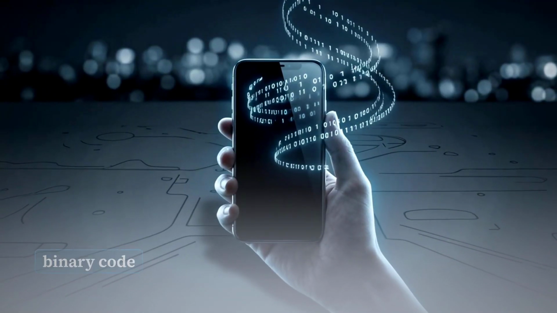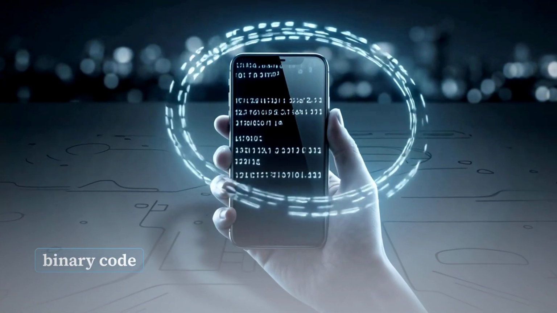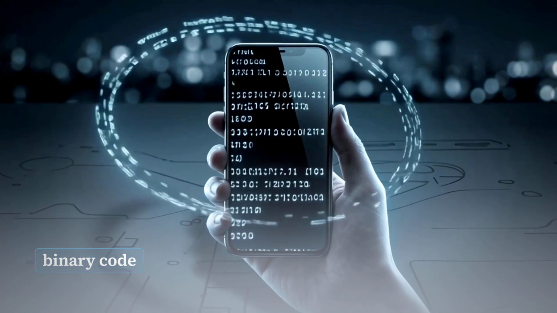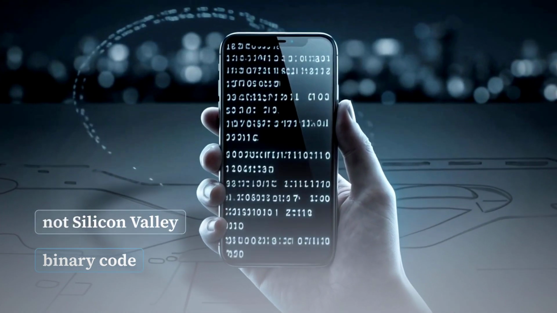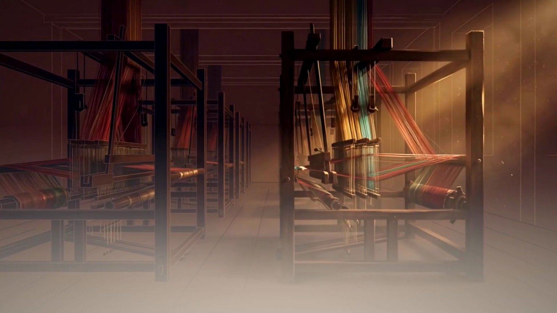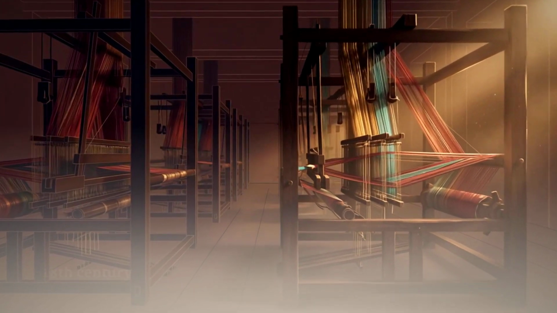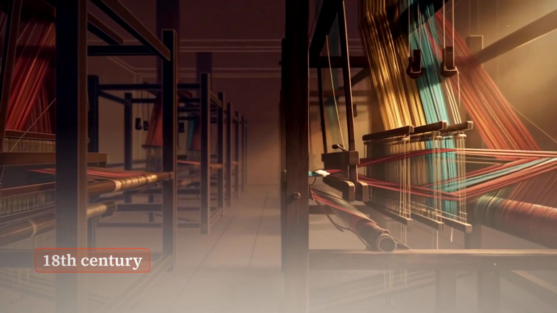The binary code running the smartphone in your hand right now, it wasn't actually invented in some sterile Silicon Valley lab. Yeah, no, it was actually born in a dusty, incredibly noisy 18th century French silk workshop.